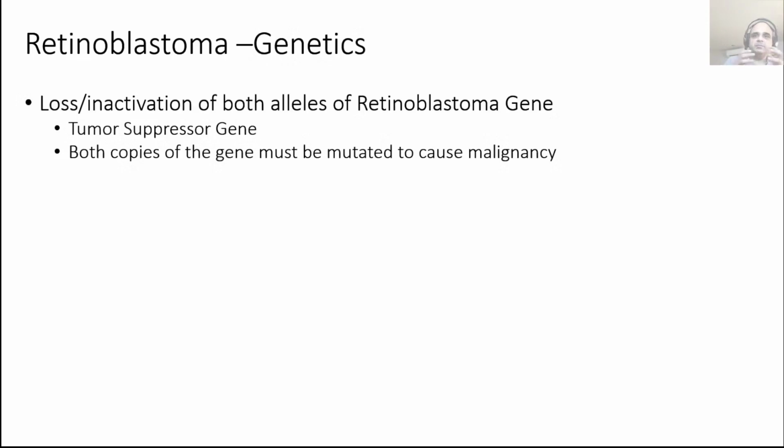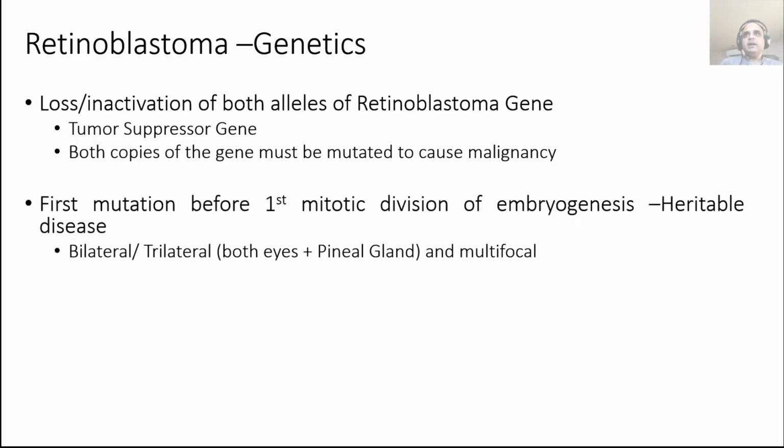So why does this tumor occur? The genetics of the disease: it is because of loss of both alleles of the retinoblastoma gene. This is a tumor suppressor gene, and both copies of the gene must be mutated to cause the malignancy. There are two patterns, sporadic and inherited, and if the first mutation occurs before the first mitotic division of embryogenesis, then you get a hereditable disease. Hereditable disease is usually bilateral. It can also be trilateral, which is involvement of both eyes plus the pineal gland, and tends to be multifocal.